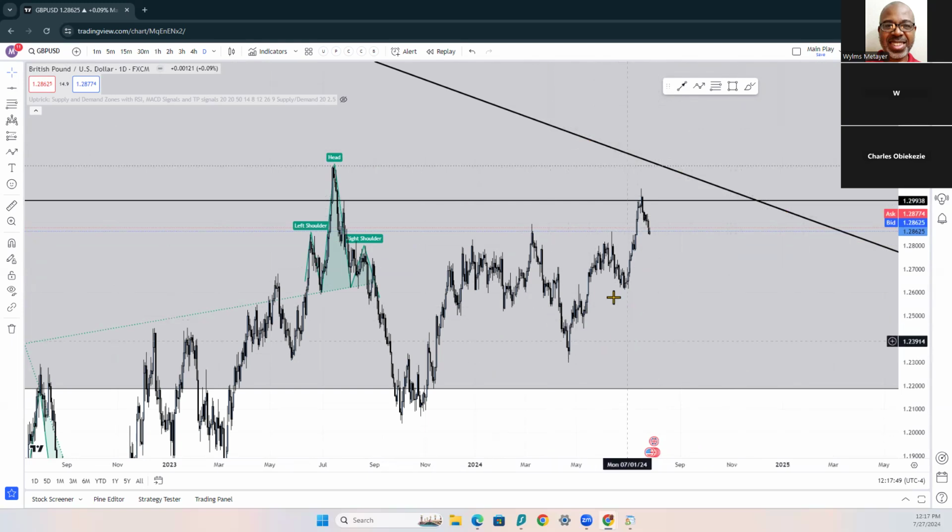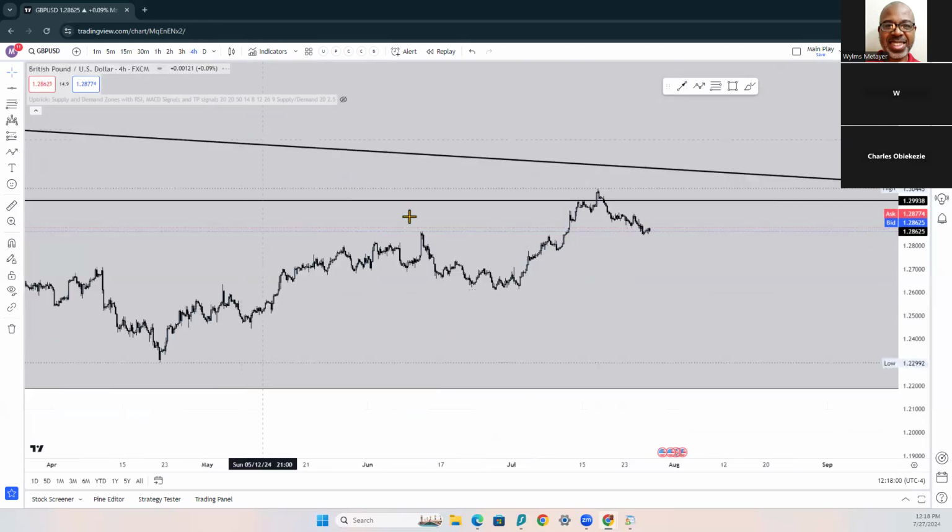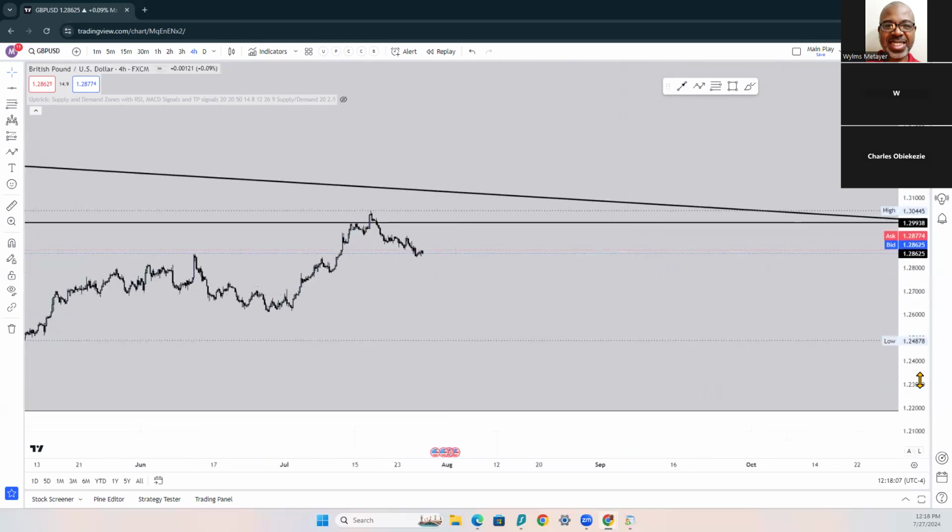Okay. Now, so if we're looking for buys, we're going to go to lower time frames. Okay. So we're going to go down to the 4 hour now. Okay, and it's still trending lower, as you can see.